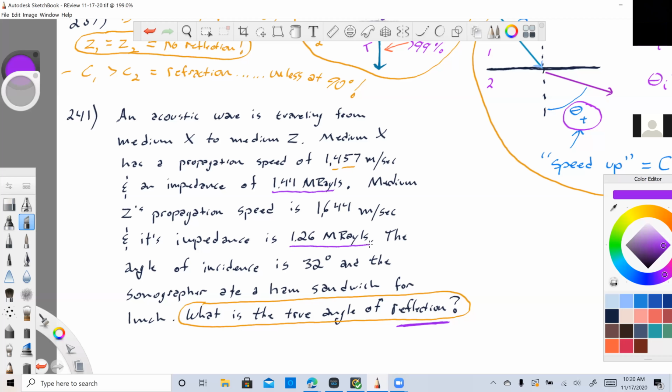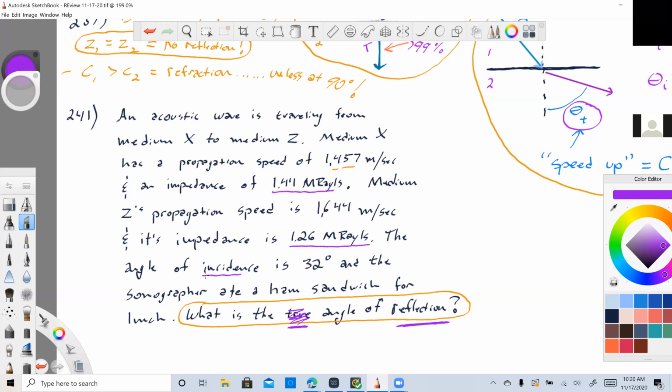Now we have to ask, what is the true angle? True is thrown in there just to throw you off. What are we going to do, a false angle? It doesn't even make any sense. It's just another word in there to throw you. What is the angle of reflection?